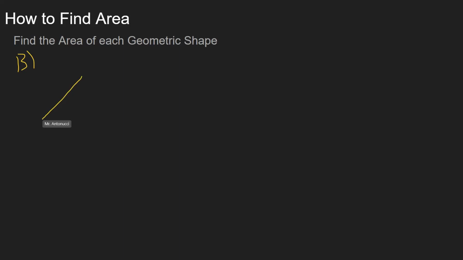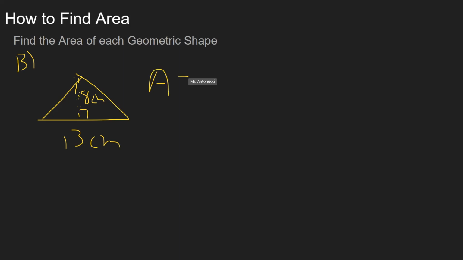a triangle? All right, here the base is 13 centimeters. This is going to be the altitude or the height. Put a right angle so you know it's the height. And that's going to be 8 centimeters. Do you remember the formula for the area of a triangle? Area of a triangle is 1/2 base times the height.